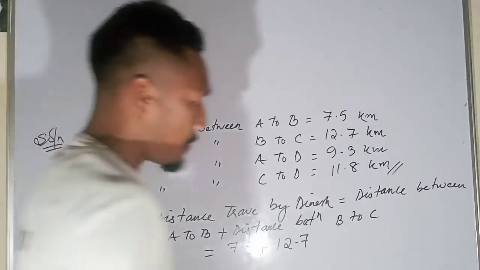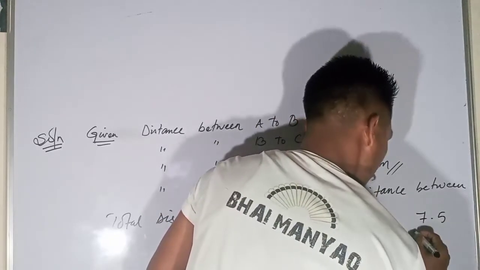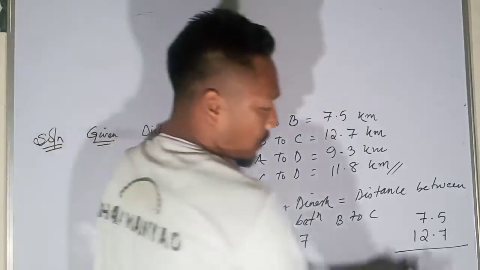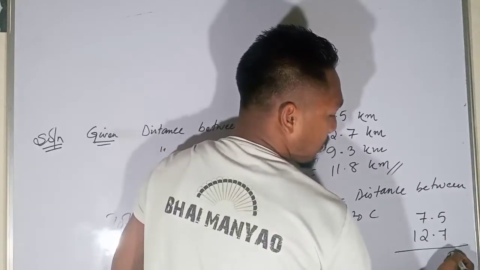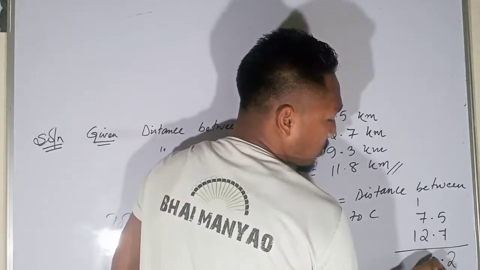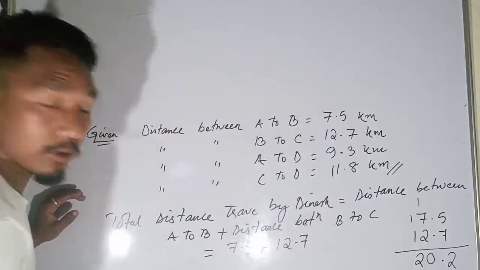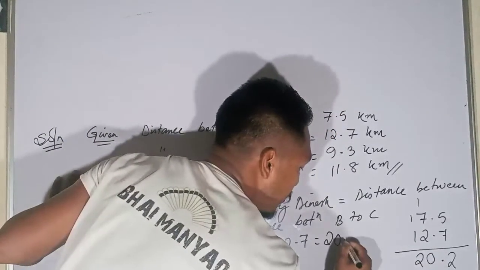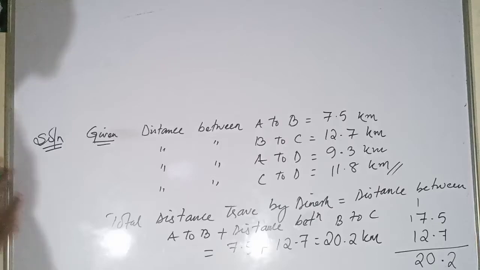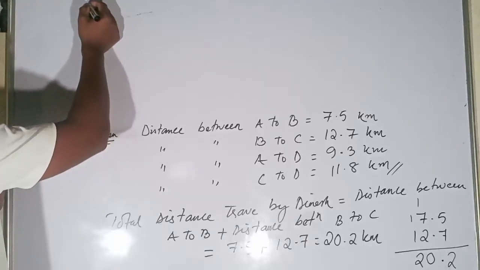If I add these two numbers, 7.5 plus 12.7: 5 plus 7 is 12, point here, carry 1. 7 plus 1 is 8, 8 plus 2 is 10, carry 1. 1 plus 1 becomes 2. What is the answer? The total is 20.2 kilometers. The distance traveled by Dinesh is 20.2 kilometers.